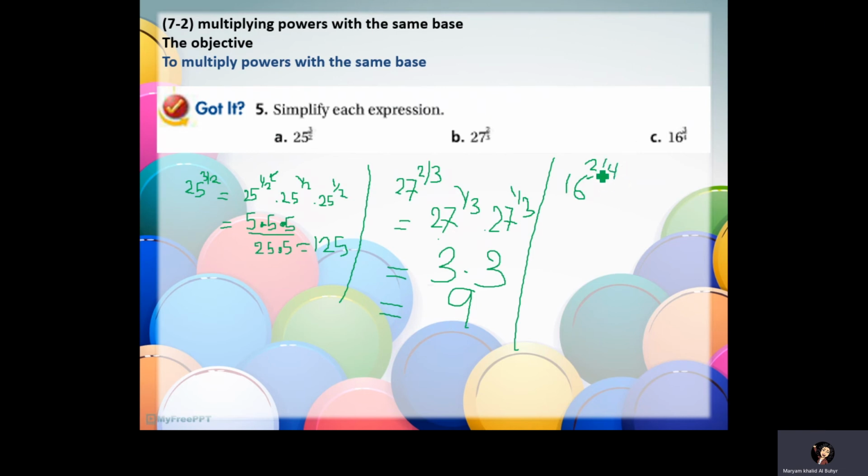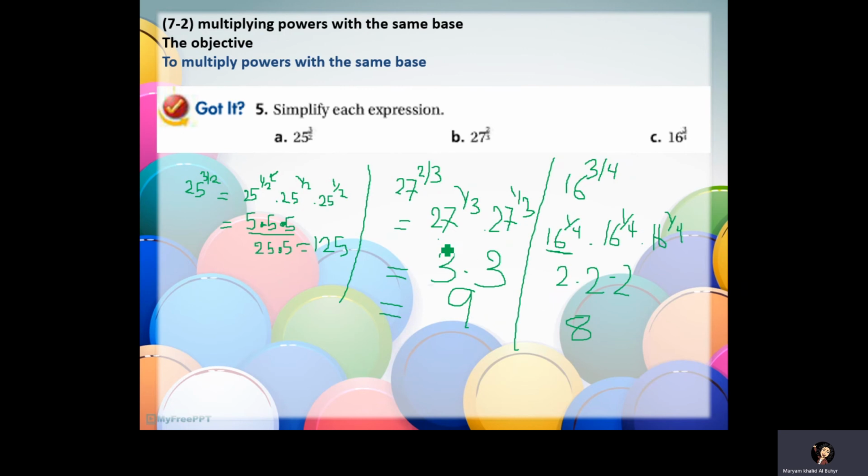Again, according to the denominator, I'll repeat this. 16 to the power 1 over 4 times 16 to the power 1 over 4 times 16 to the power 1 over 4. Now, what is the number that when I multiply it by itself 4 times, I will get 16? It is 2. So 2 times 2 times 2. So 2 times 2, 4. 4 times 2, which is 8.